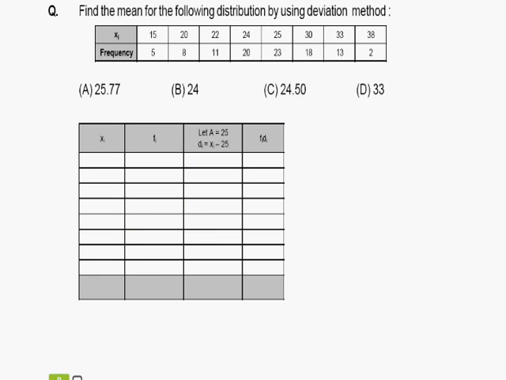Now the next method to find the mean is the assumed mean method. In the assumed mean method, the mean can be found as x bar equals a plus sigma fd upon sigma f, where a is our assumed mean.